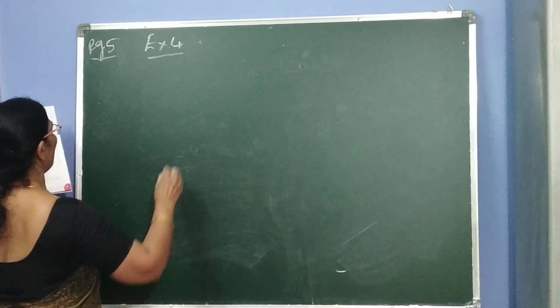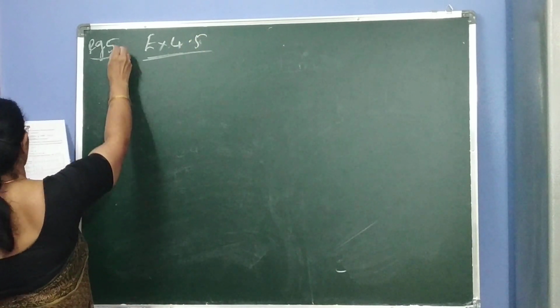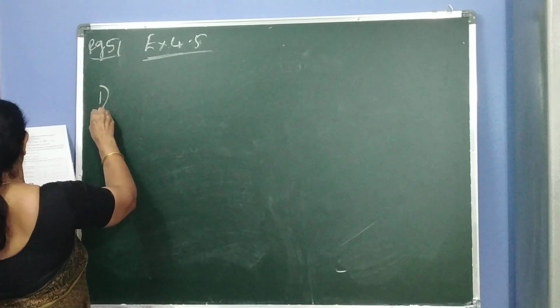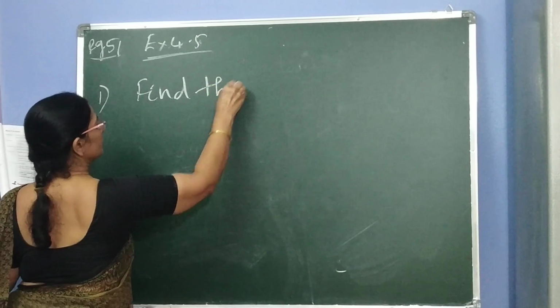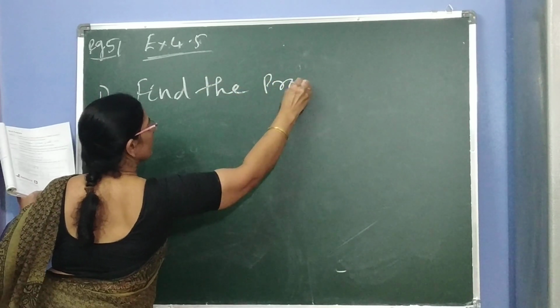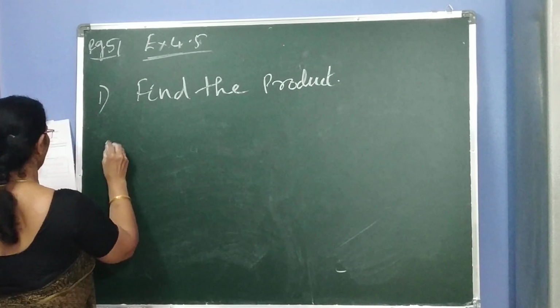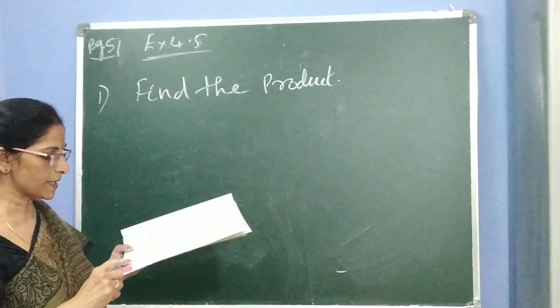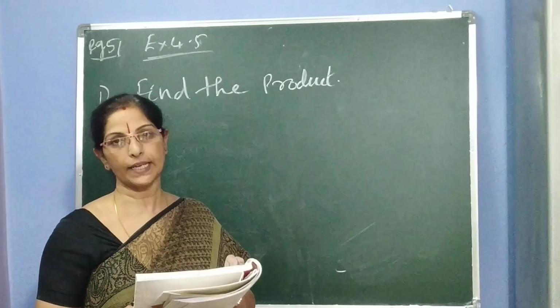Exercise 4.5, page 51. First bit, find the product. Before doing this, children, open page 51 and see the multiplication facts.